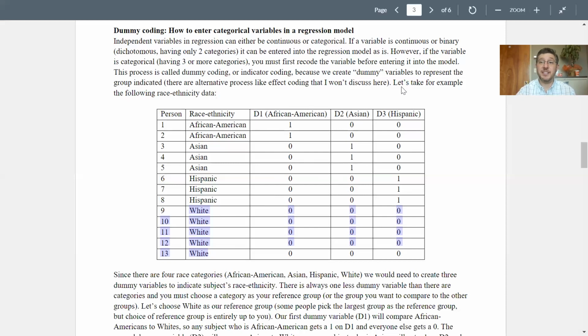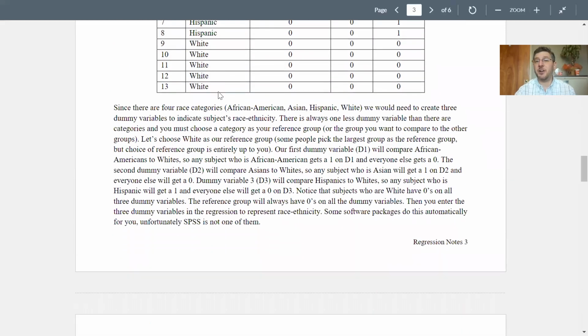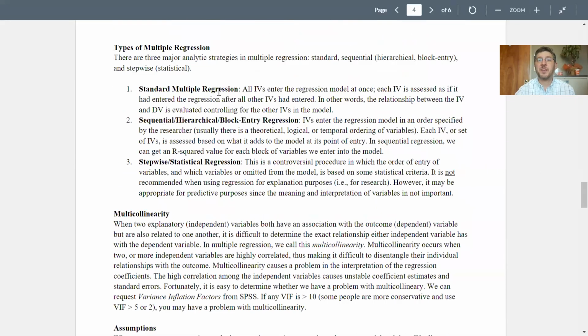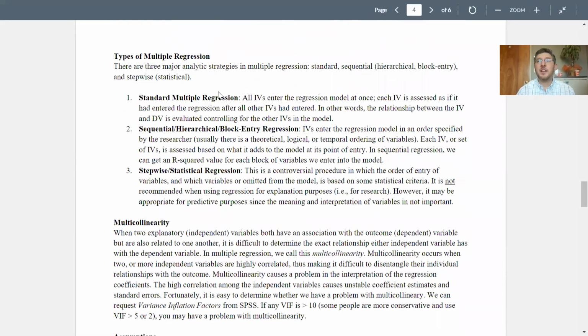We'll do this in Stats 3, but I wanted you to know about it, and you can read a little bit more about it in here. Tabasha and Fidel go into a little bit more detail on this next thing.